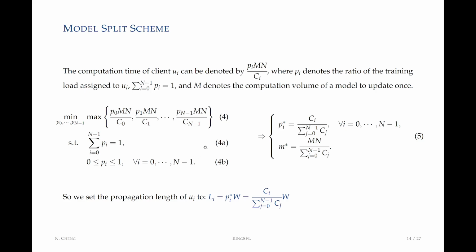This is a min-max problem which we can transform into a linear programming problem and obtain the solution as here. We can see that the optimal computation load for a client should be proportional to its own computational power. So we set the propagation length of each client as the product of the optimal computation load ratio and the number of model layers.